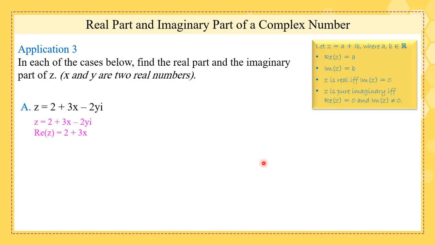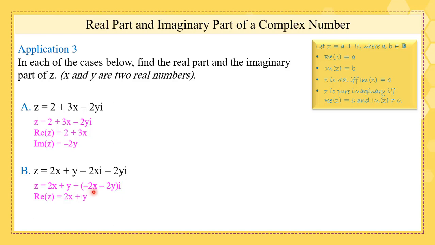Well, in this case, it's organized. It's written in algebraic form. So the real part is 2 plus 3x and the imaginary part is minus 2y. Try to do this case. Also, if we just take i in common, the real part would be 2x plus y and the imaginary part would be minus 2x minus 2y.